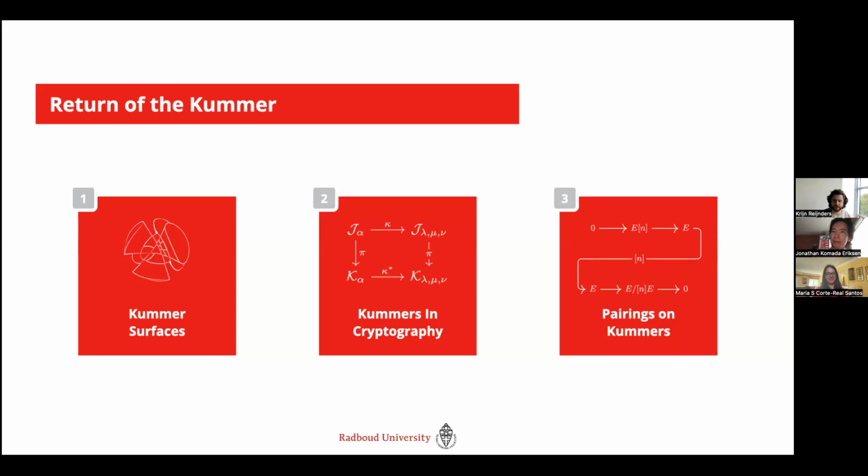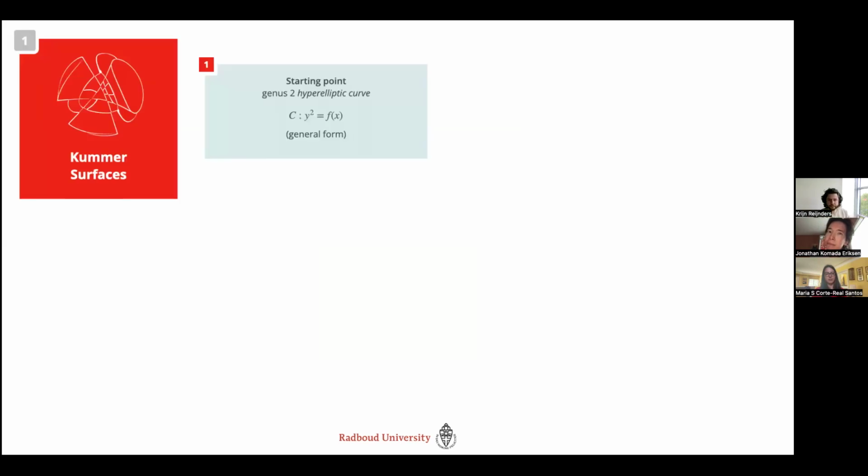And then in the third section, we had to solve a lot of problems from the second section using pairings. And this really gave us a new idea, for me personally, on how to think about these pairings. So I wanted to explain this to you, and then you'll also see how that helps us solve things in the second section. So let's start with the Kummer surfaces.